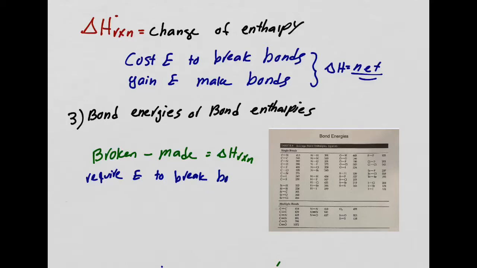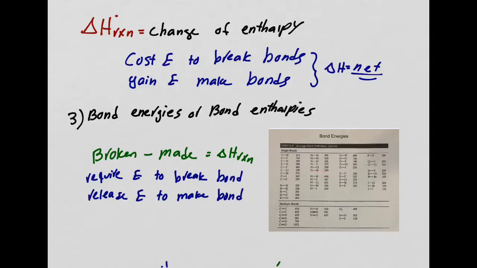When you require energy, then the energy has to be positive. So I would just take these numbers. But when I make the bond, you release energy. You release energy to make the bond. That's why it will be minus made. So broken minus made, because these numbers would have to be negative when you make it.